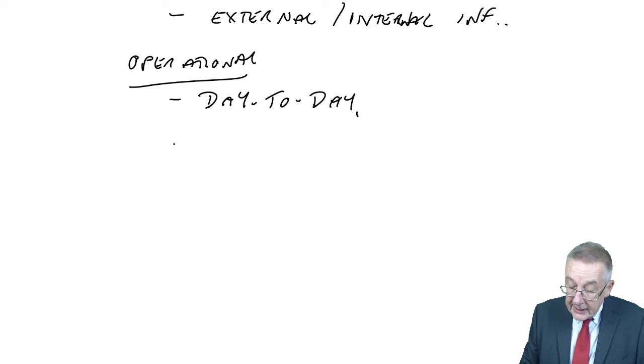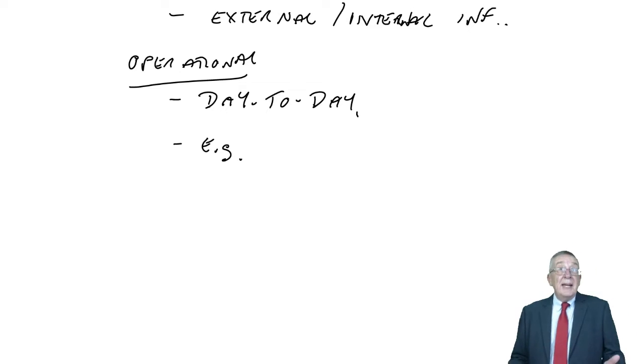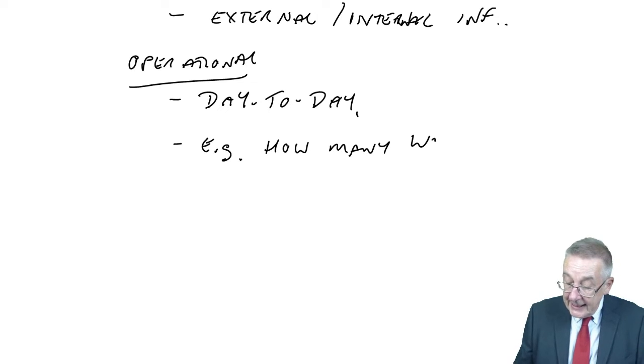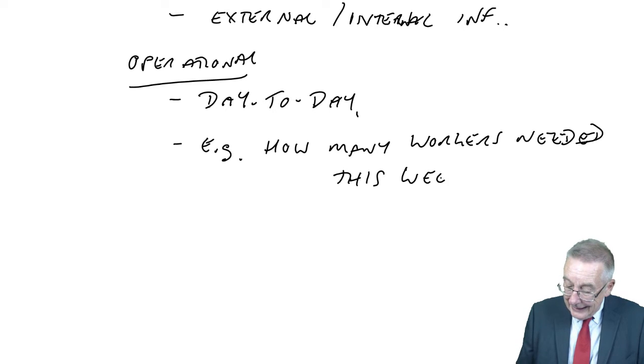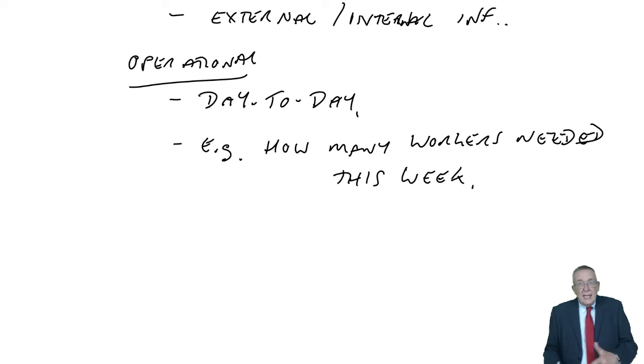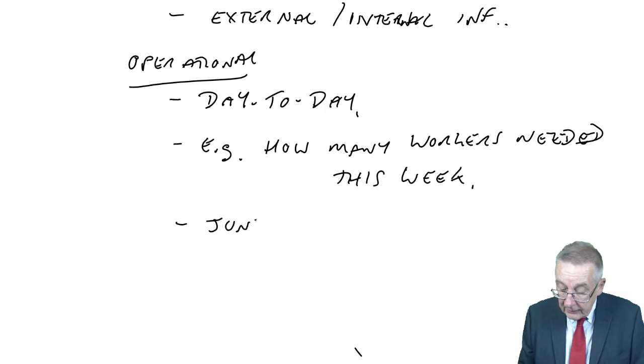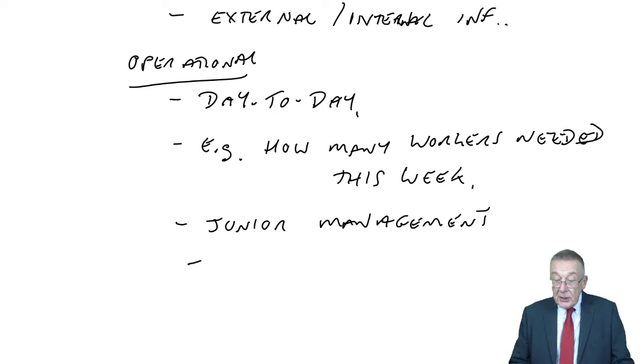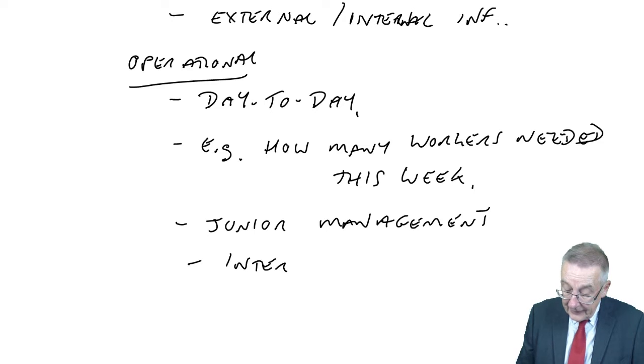Here we go. The day-to-day things like how many workers needed this week. Day-to-day running, day-to-day control. It tends to be junior management involved. And the information they need is going to be virtually entirely internal.